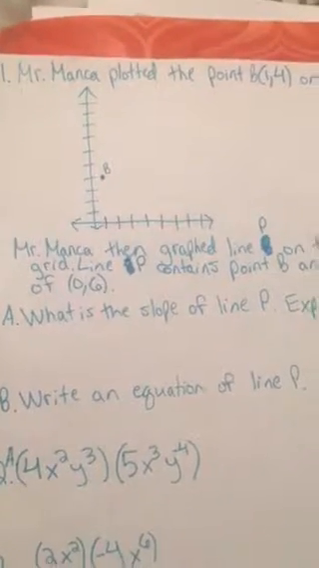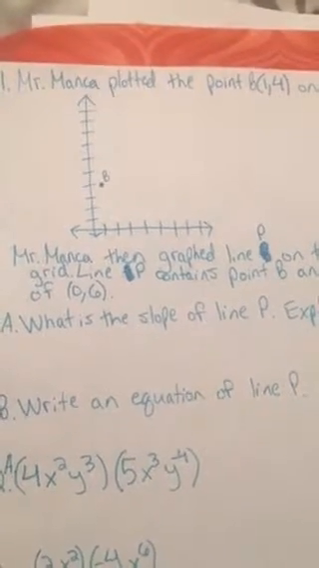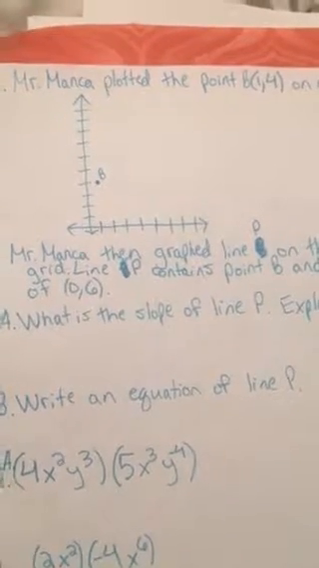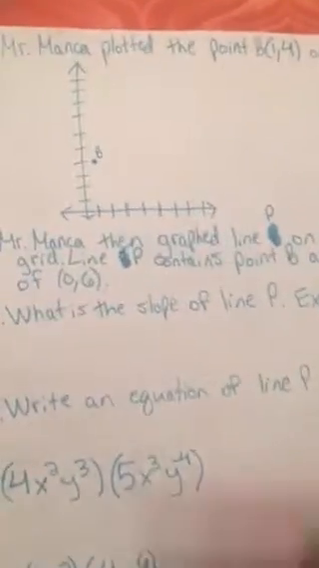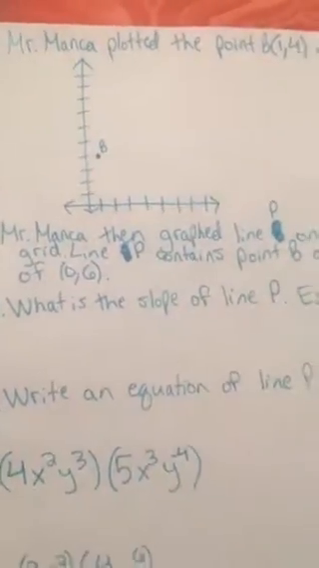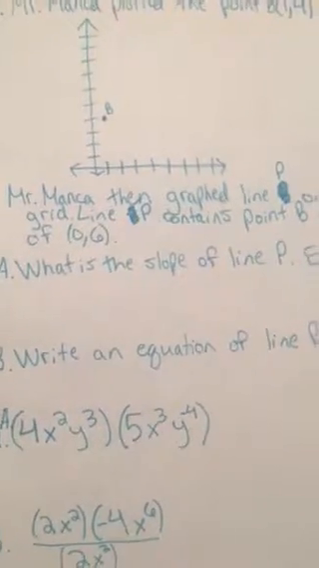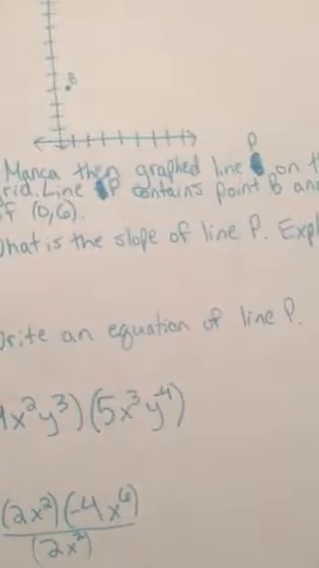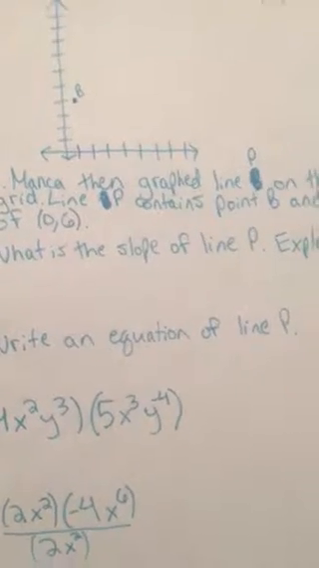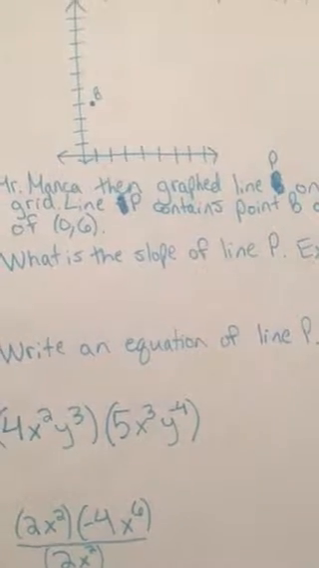Mr. Manka, shout out to Mr. Manka, plotted the point B, which is (1, 4), on a coordinate grid below. So here's point B. Mr. Manka then graphed line P on the same coordinate grid. Line P contains point B and has a y-intercept of (0, 6). What is the slope of line P?